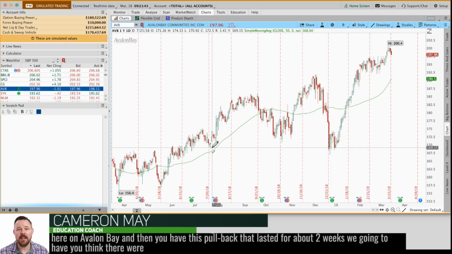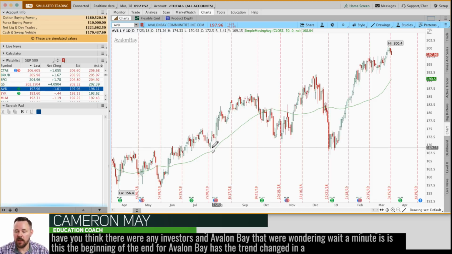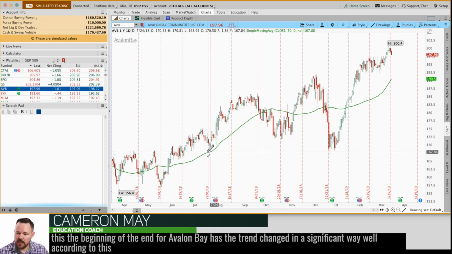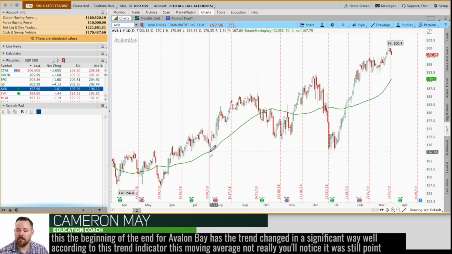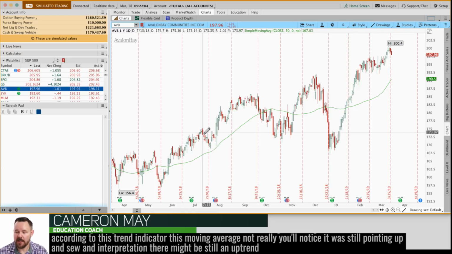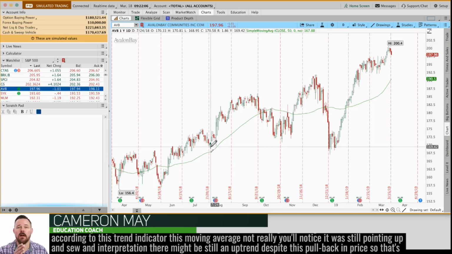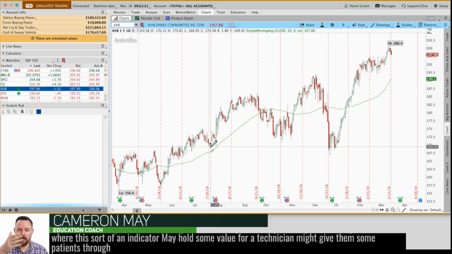Do you think there were any investors in Avalon Bay that were wondering, wait a minute, is this the beginning of the end for Avalon Bay? Has the trend changed in a significant way? Well, according to this trend indicator, this moving average, not really. You'll notice it was still pointing up, and so an interpretation there might be still an uptrend despite this pullback in price. So that's where this sort of indicator may hold some value for a technician, might give them some patience through the choppier periods of a chart.